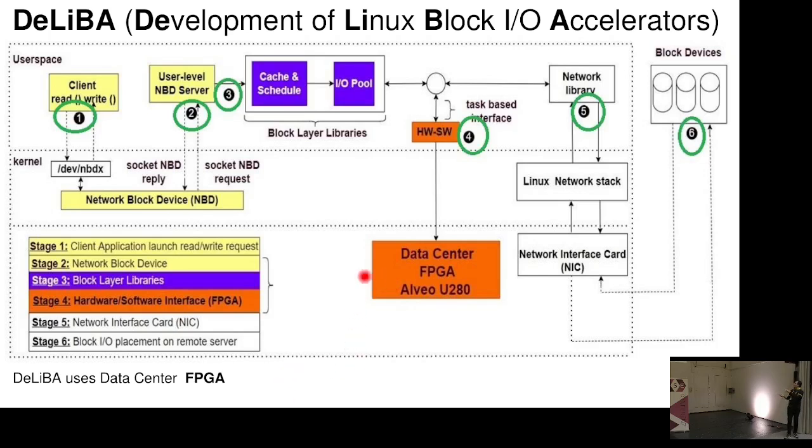It looks complex, but it's very easy. It's called development of Linux block I/O accelerators, and it follows six stages. There you have the application in the user space, like any user space application. Then you have a user space block I/O server, which is NBD, network block device. Then you have block layer libraries. In the first three stages, and even 4 and 5, everything happens in the user space. We built the programming tools so that everything happens in the user space. And here we involve the FPGA chip to accelerate the block I/O computations. The network library itself stayed in the user space.